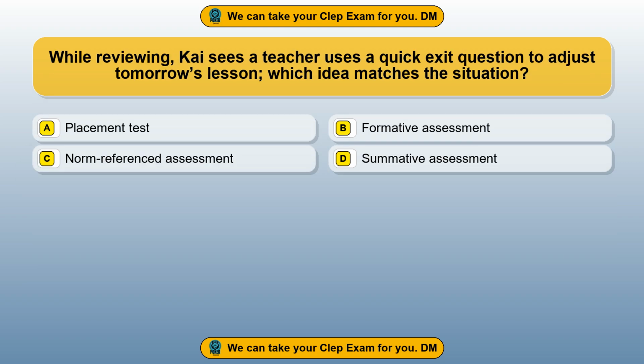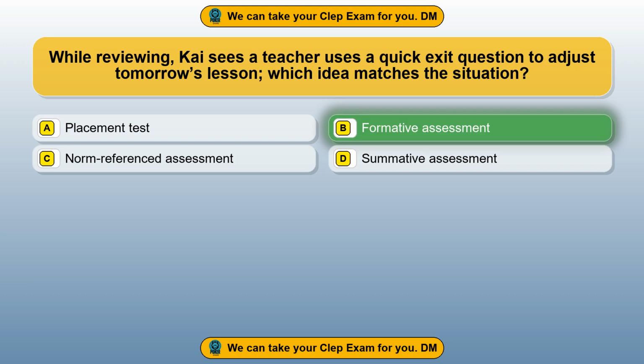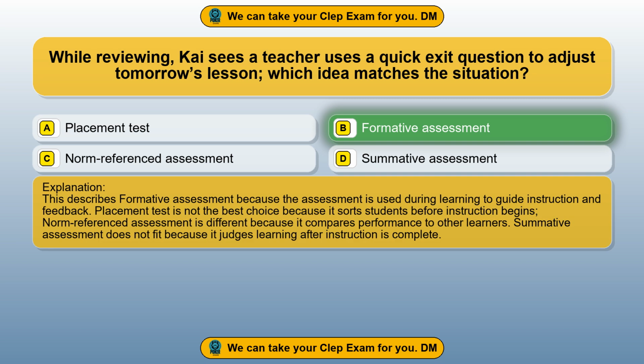Question 52. While reviewing, Kai sees a teacher uses a quick exit question to adjust tomorrow's lesson. Which idea matches the situation? Option A, placement test. Option B, formative assessment. Option C, norm-referenced assessment. Option D, summative assessment. The correct answer is option B. Formative assessment. This describes formative assessment because the assessment is used during learning to guide instruction and feedback.